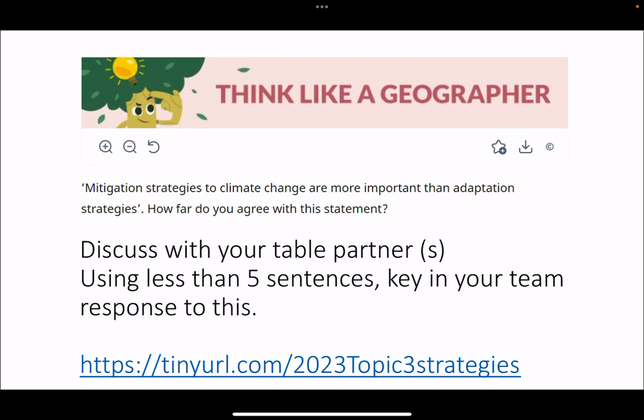So do this on your own. If you're in class, do this with a table partner. If you're doing this at home, do this on your own. Write down 5 sentences. You don't have to key in the tiny URL if you don't want to. If you want to, you can go ahead.